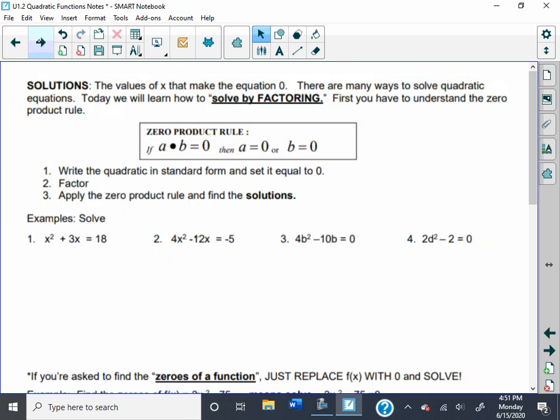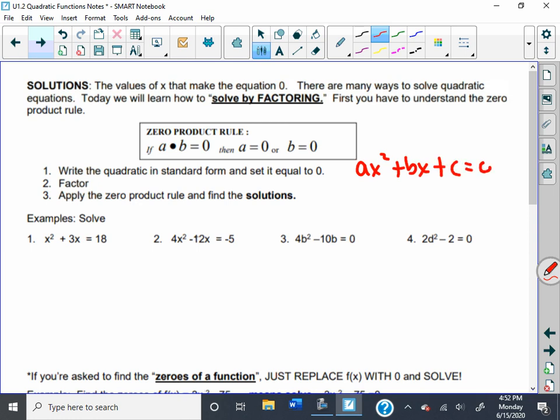All right, now if we want to solve a quadratic equation, we want to make sure the equation is set equal to 0. And then there's this zero product rule that says that if you have two factors, A and B, and it's equal to 0, then either A equals 0 or B equals 0. So when we're asked to solve a quadratic equation, the first thing you want to do is write the quadratic equation in standard form, and it's set equal to 0. So highest exponent down to lowest.